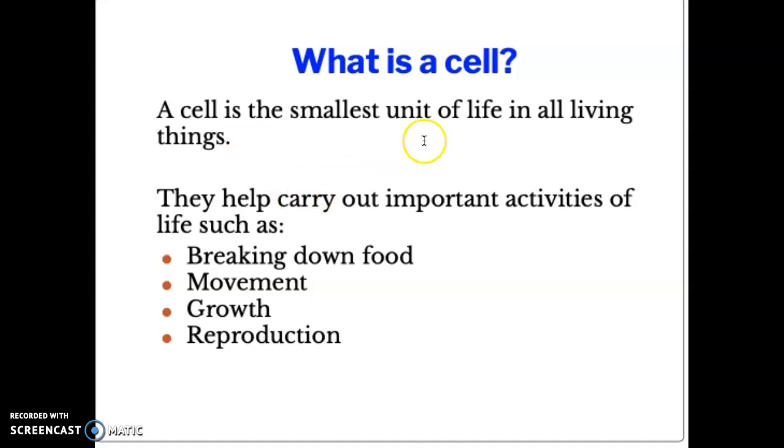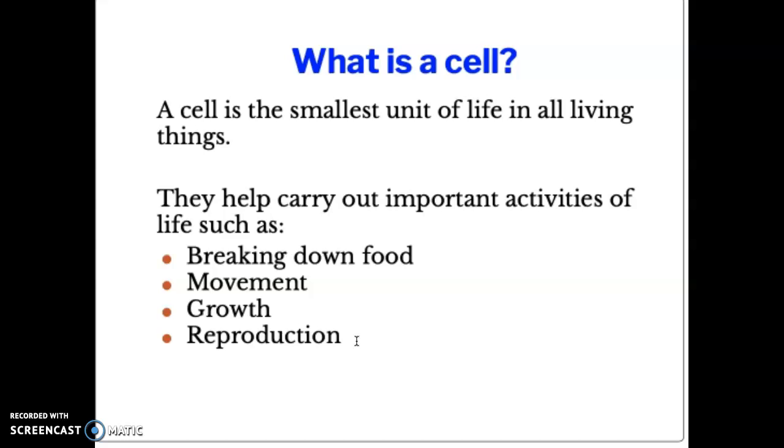Cells are the smallest unit of life, and they carry out different jobs, such as breaking down big molecules of food into smaller building blocks. They help with movement, growth, and reproduction. So if one of your cells is damaged or dies, your cells are able to copy themselves to create a new, identical copy of the cell. That also includes making egg cells and sperm cells for human reproduction.